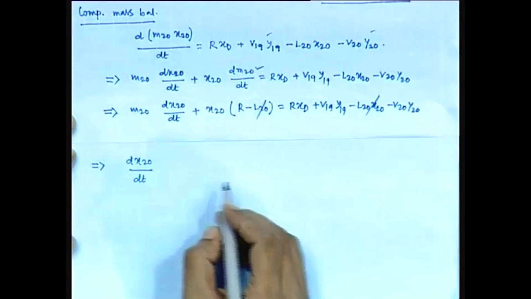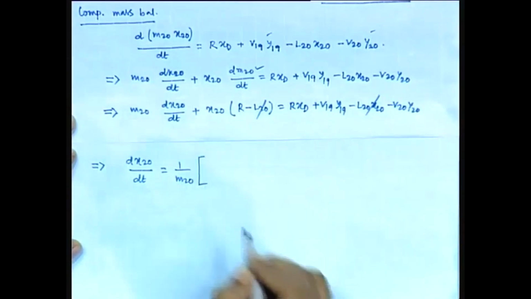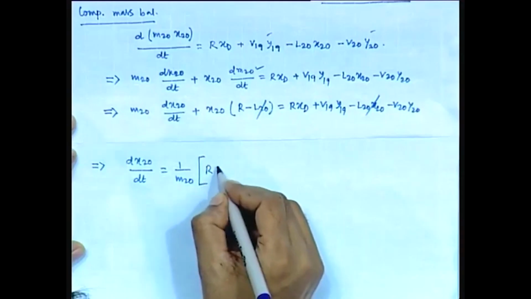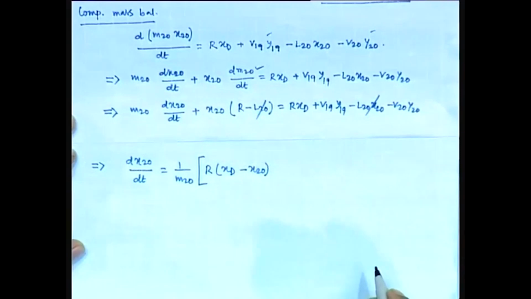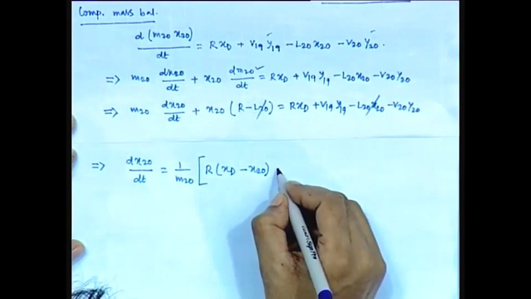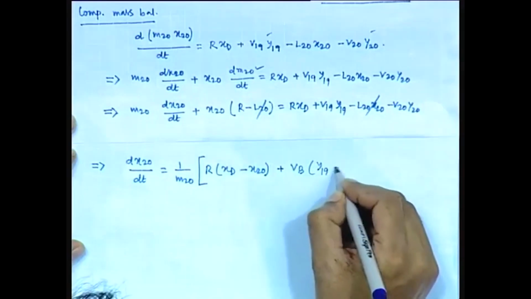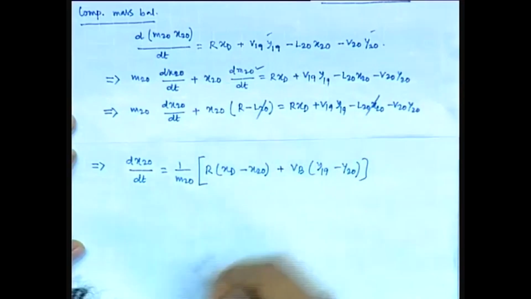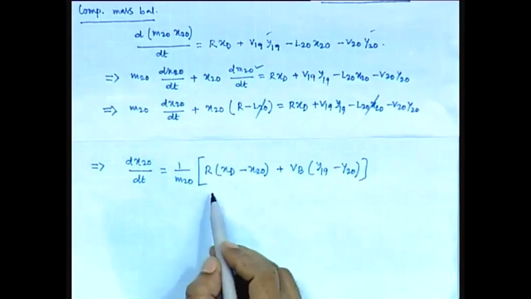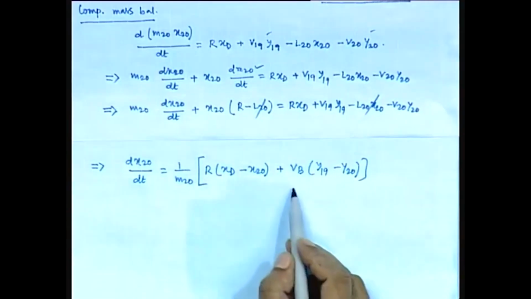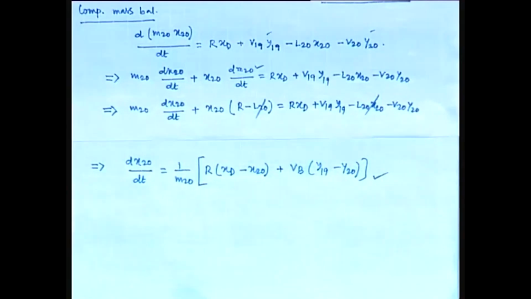dx20 dt equal to 1 by M20 times R (xd minus x20) plus Vb (y19 minus y20). dx20 dt equals 1 by M20 R (xd minus x20) plus Vb (y19 minus y20). This is the component mass balance equation.